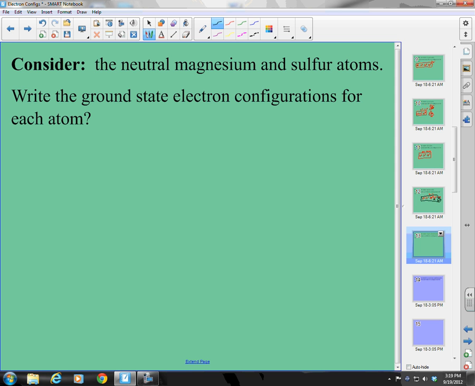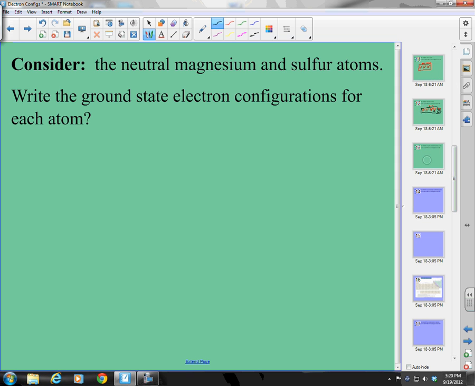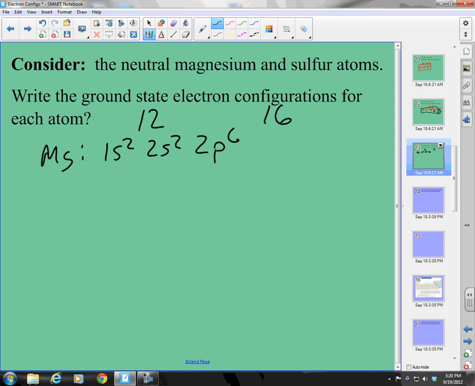Okay, magnesium. Magnesium is 12, and sulfur is 16. So magnesium is going to be 1s2, 2s2, 2p6. What comes after 2p6? 3s. And how many? 2. Good. That's magnesium.